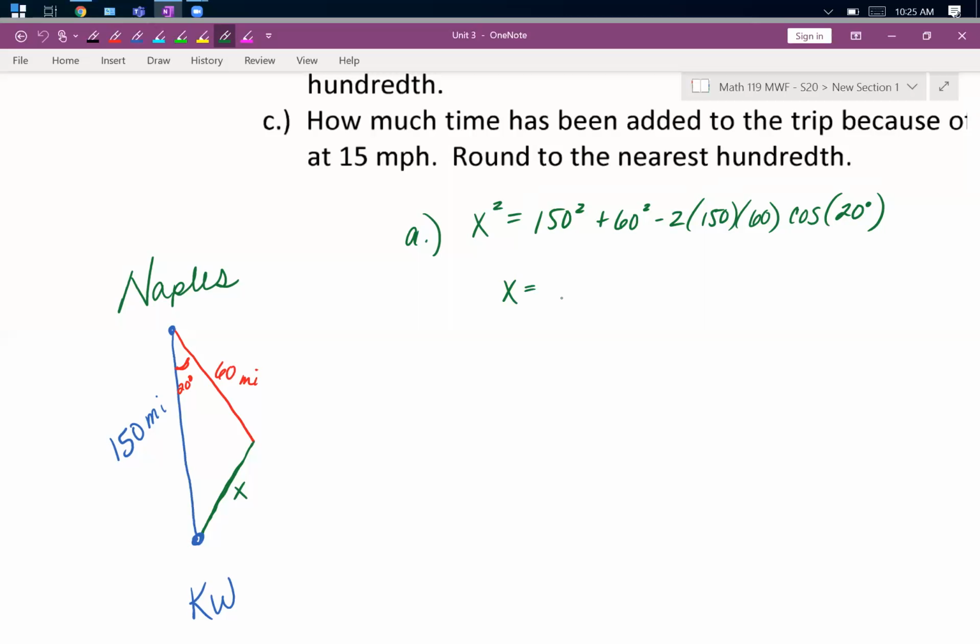Let me know when somebody has an answer. $95.84. And our unit is miles. Great.